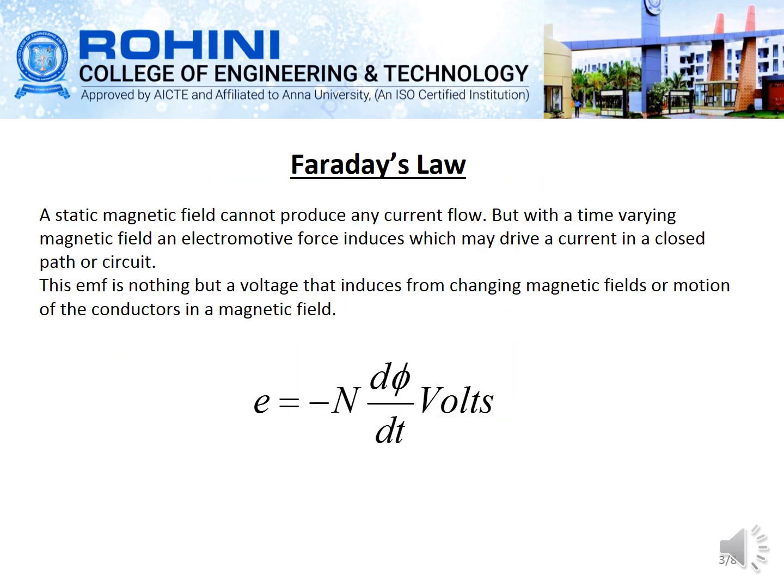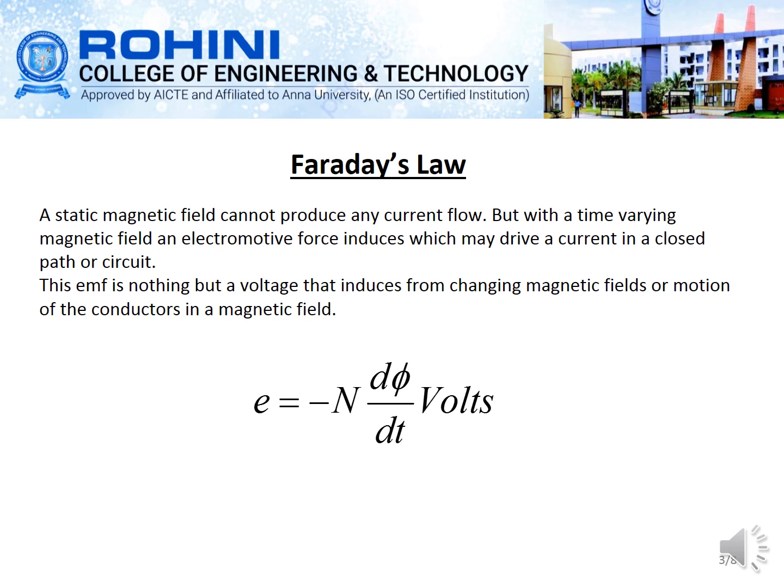So, in this Faraday's law, a static magnetic field cannot produce any current flow, but when there is a time varying field, this electromotive force, which we call EMF, induces some current in the closed path or the circuit. So this electromotive force is nothing but the voltage which is induced from the changing magnetic field.